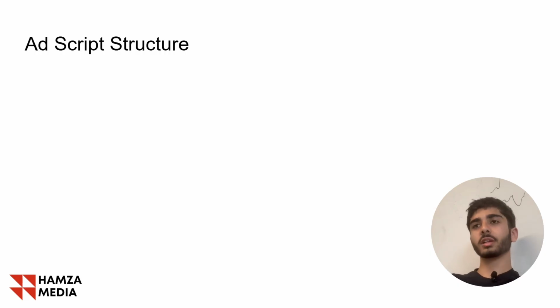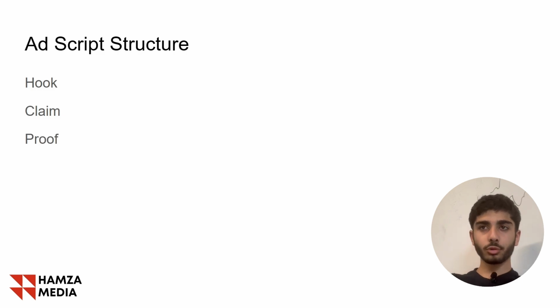Okay guys, so this is what the ad script is going to consist of, the structure of it basically. So it's going to consist of a hook, a claim, some proof, and a call to action, okay? So let's get started with the hook. This must call out the ideal audience.